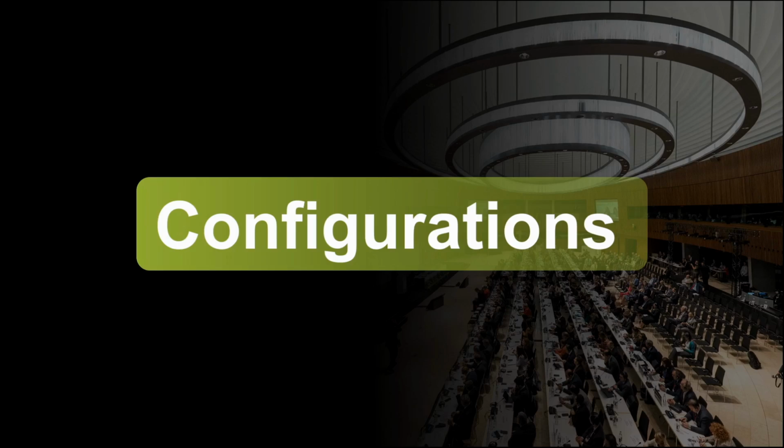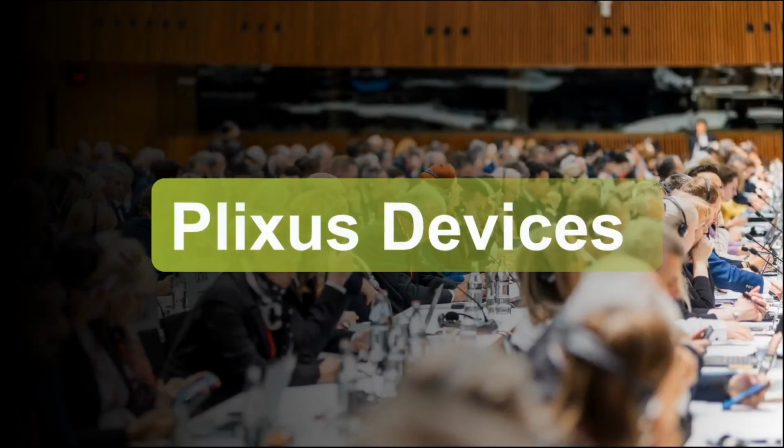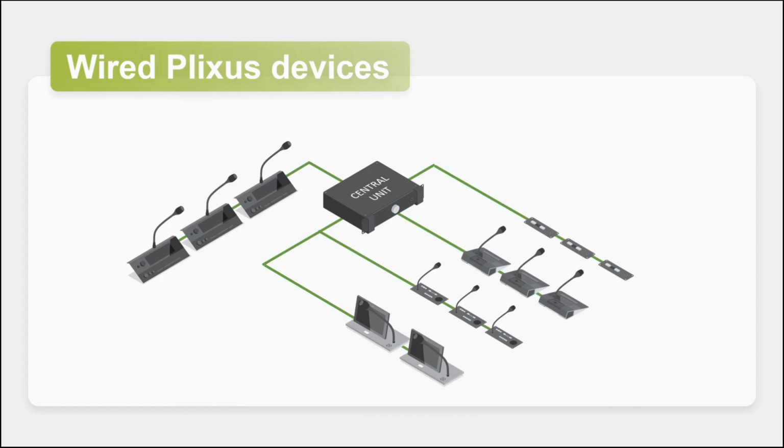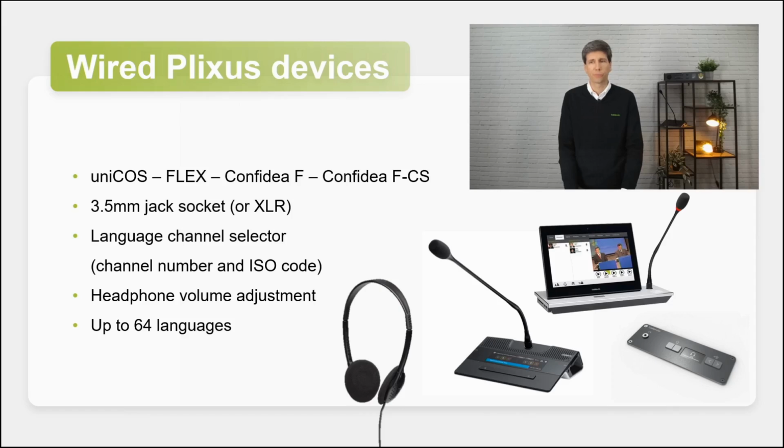Now, there are several possibilities for the language distribution itself. Language distribution to delegates, to the audience. And now I would like to have a closer look at the different possibilities. First of all, of course, the most obvious one is using our Plexus devices. So if we have our Plexus devices connected to the central unit together with our interpreter desks, then it's quite easy to use these also to select your language.